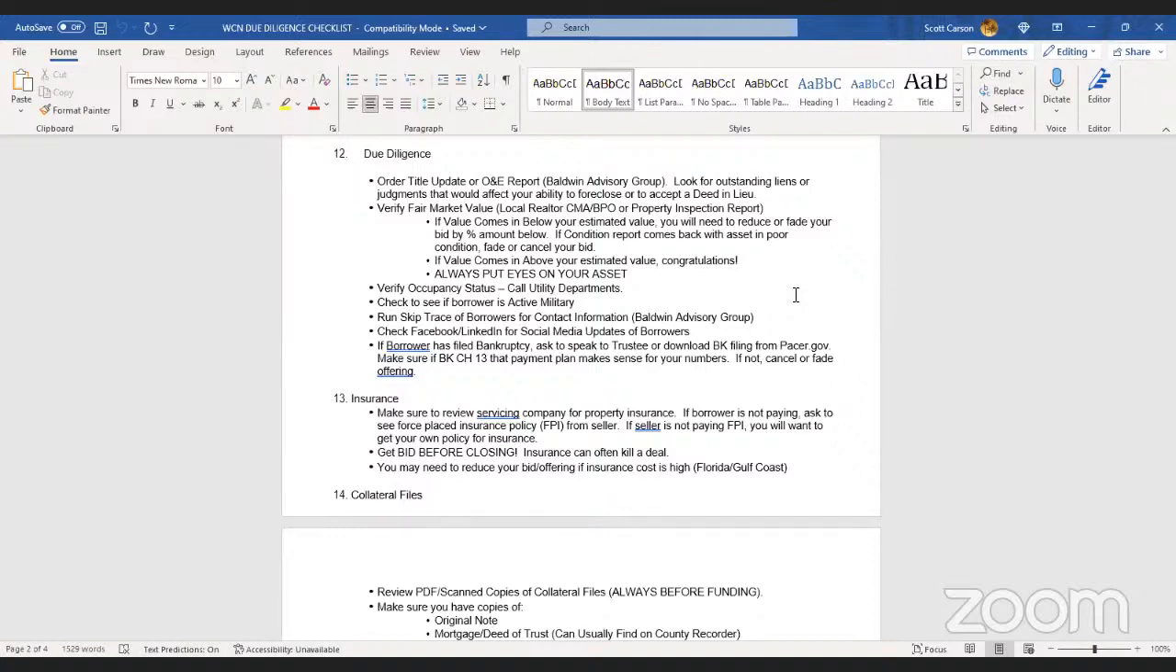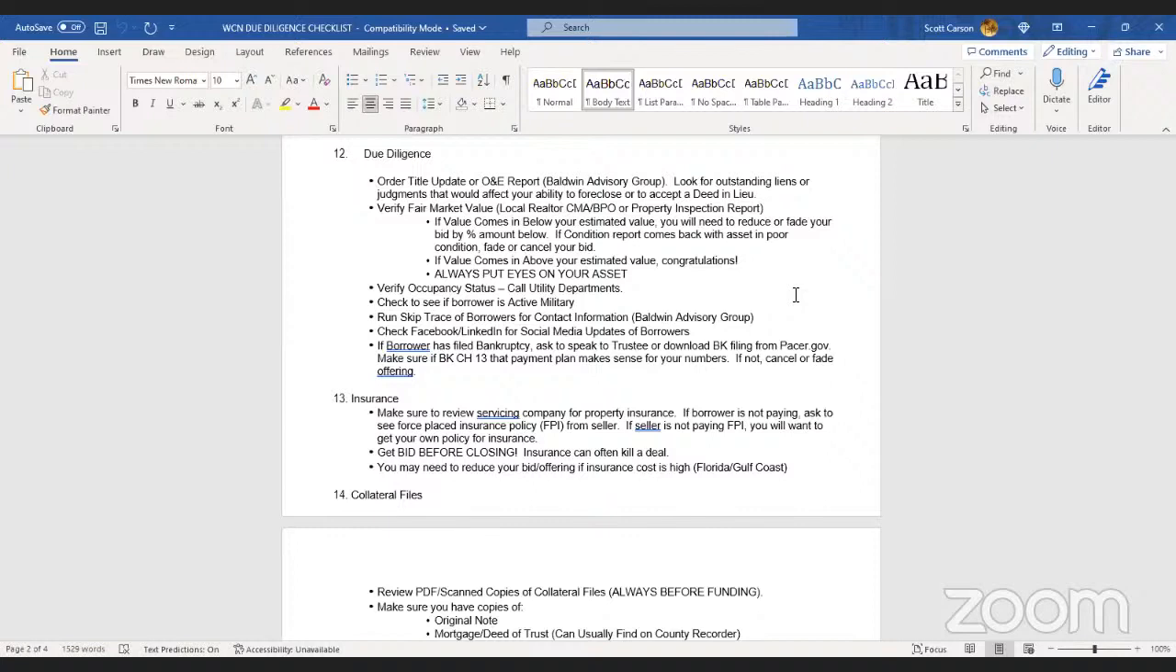Of course, if the value comes in above your value, the seller thinks it's worth 100, comes in at 150, that's congratulations, close as soon as you can. But always put eyes on your asset. Have somebody drive by, another investor, take some photos, a realtor, pay somebody to go do it, you can do it. You always want to verify occupancy status.